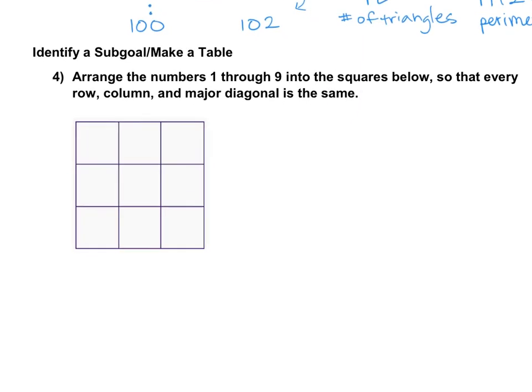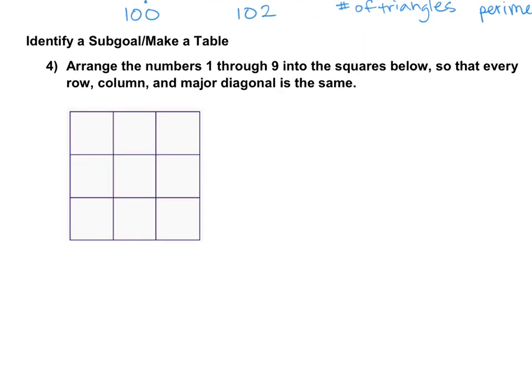Okay, we're going to move on to number 4. And the strategy that we're going to see here is identifying a subgoal. And we're also going to try and make the table again, kind of putting those two together. So it wants us to arrange the numbers 1 through 9 in the squares below so that every row, column, and major diagonal is the same. So we have to have that every row, column, and major diagonal is the same. And this would make a magic square. That's what this thing is called.